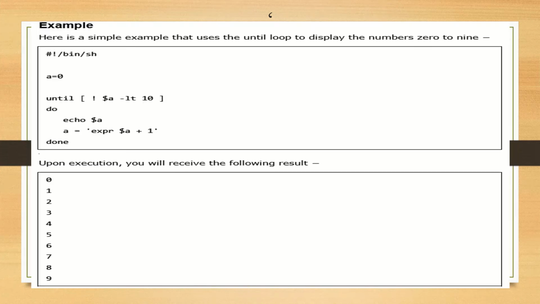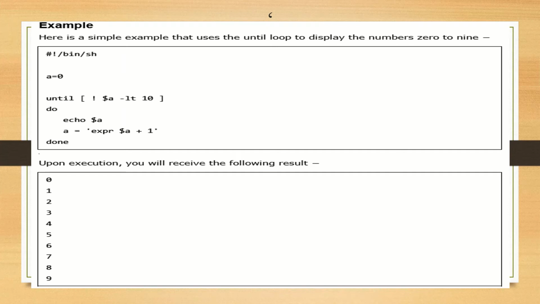Here is a simple example that uses the until loop to display the numbers 0 to 9. It is a program similar to the while loop. a is equal to 0, and instead of while you put until, but you use a is not equal to, that is, a less than 10, and only then is the condition checked.